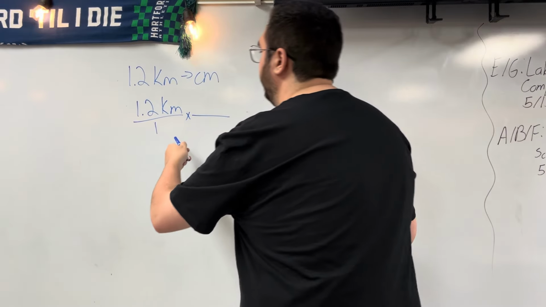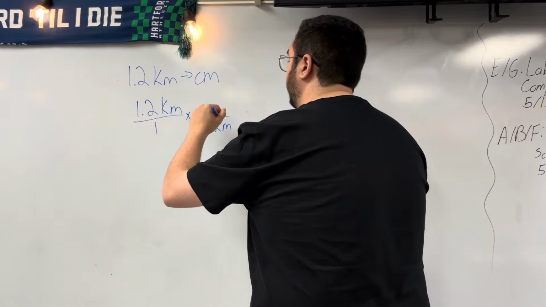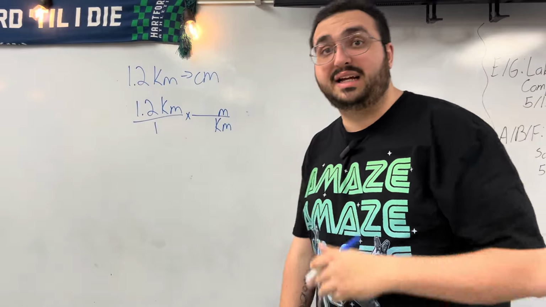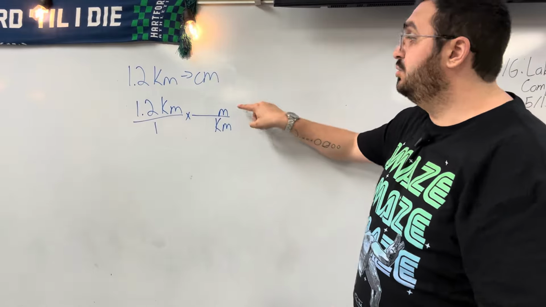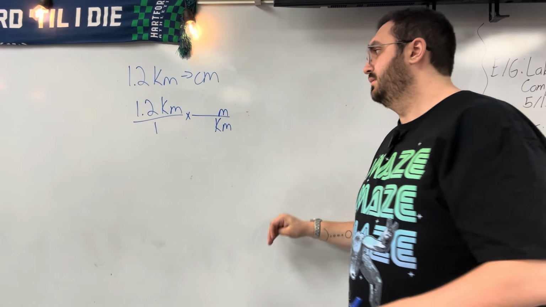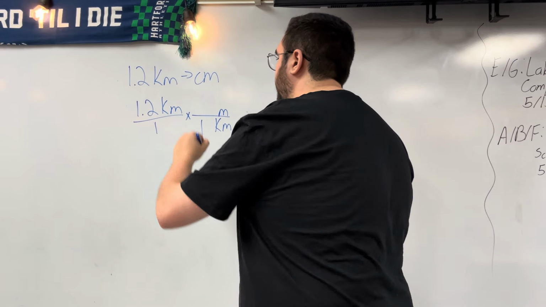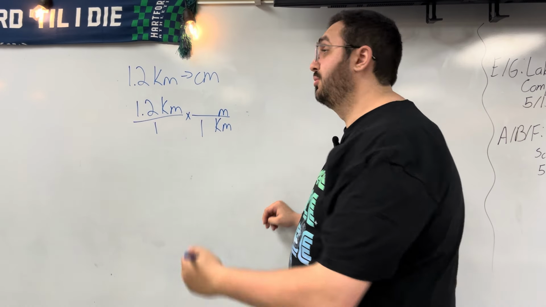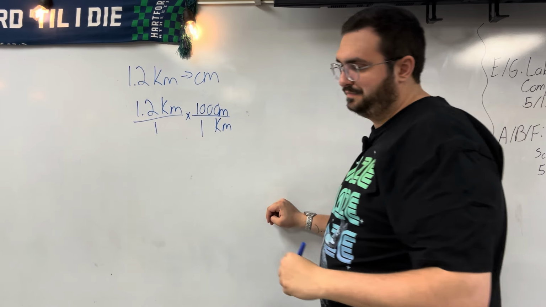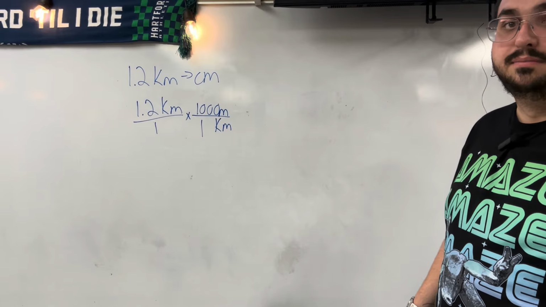So, unit we want to get rid of, kilometers, goes on bottom. Unit we're converting to, in this case, is meters, because I know my metric prefixes, and I know them in relation to the base unit, and only to the base unit. Bigger unit gets the 1. Kilometers are bigger than meters. There are 1,000 meters per 1 kilometer based off of the prefix. So therefore, this will convert from kilometers to meters.